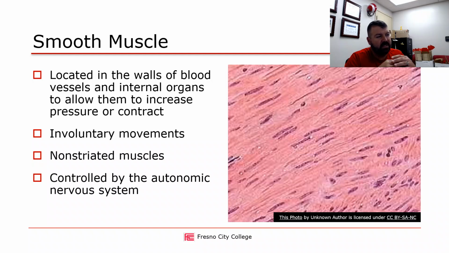So all these smooth muscles, obviously they're involuntary. We can't control them. It's automatic, and it responds to our change in lifestyle, pace, posture, all those different things.